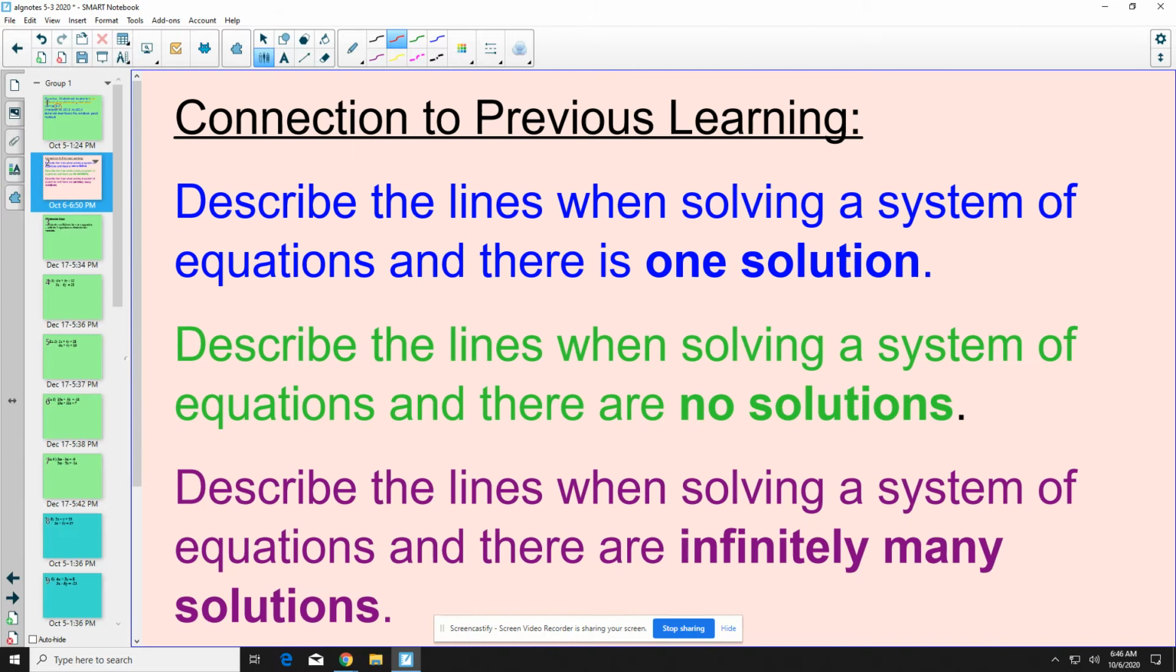So we have learned how to solve a system of equations by graphing. Think about, what do the lines look like if you solve by graphing and there's one solution? Yes, they're intersecting. They cross in one point. What do the lines look like when there are no solutions to the system? They are parallel. They have no points in common. What do the lines look like when there are infinitely many solutions? They're the same line. Good.